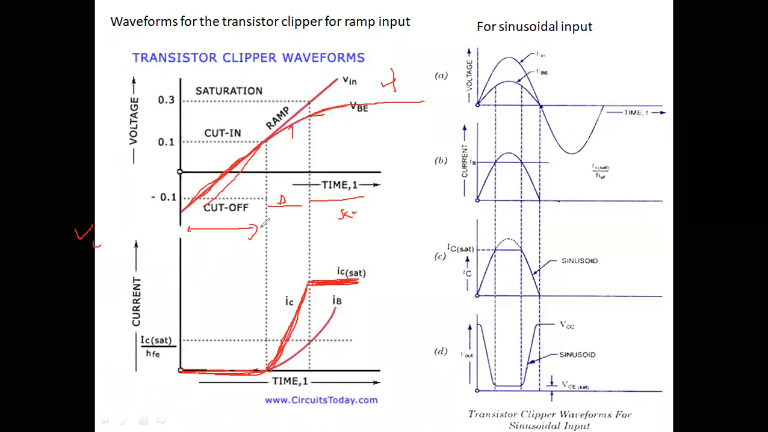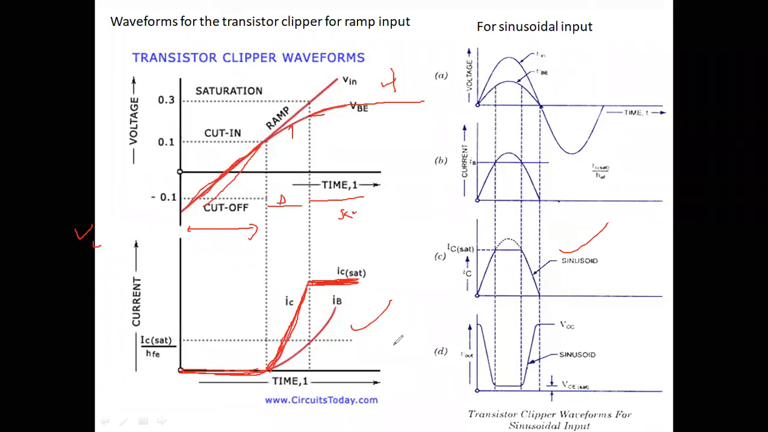If we apply the ramp signal, you may get this type of waveform at the output terminal. If we apply a sinusoidal signal, we get this type of waveform. Generally we concentrate on the current signals only, because it is a transistor. You are going to get this type of signal at the output terminal.